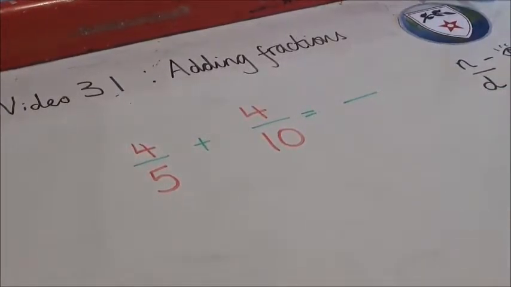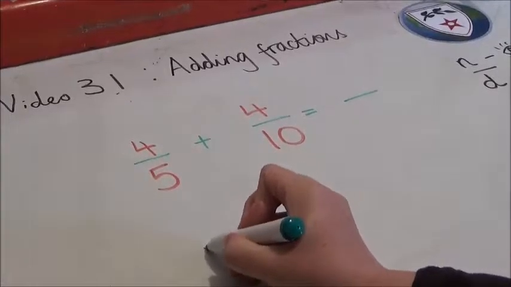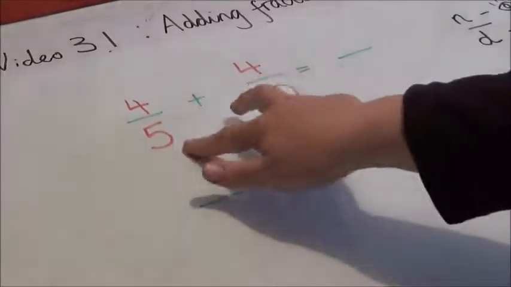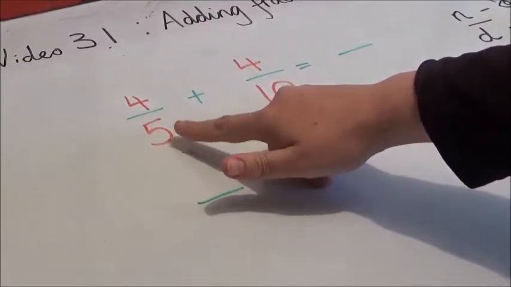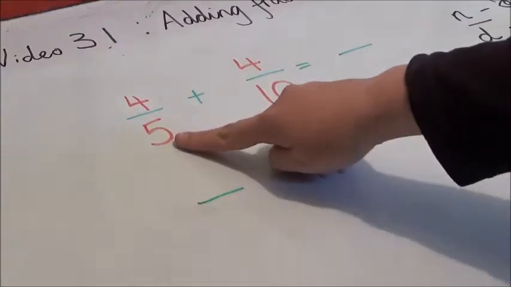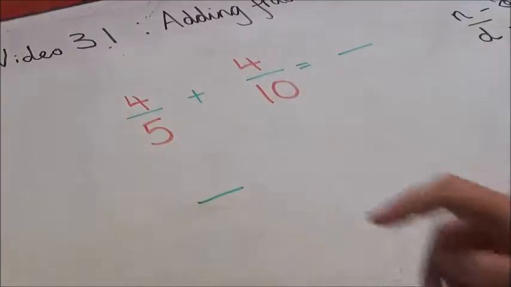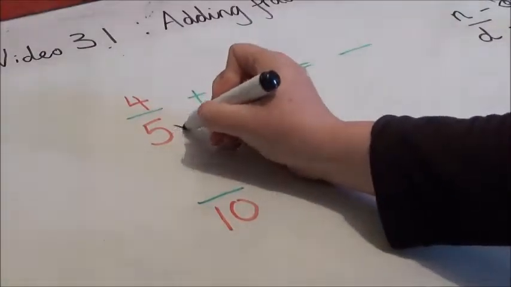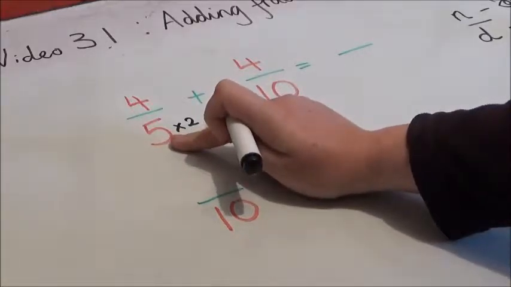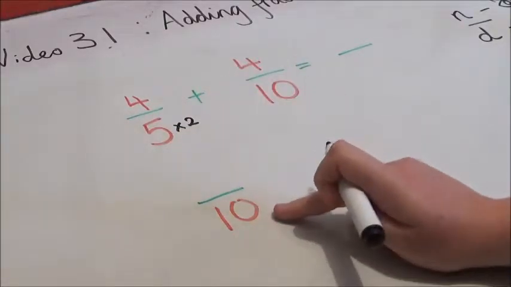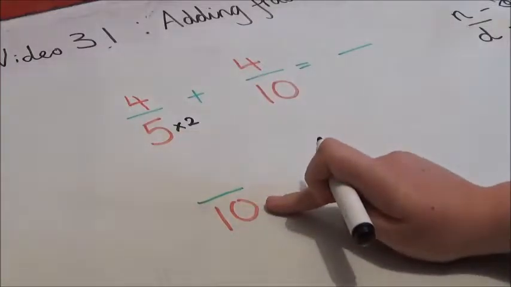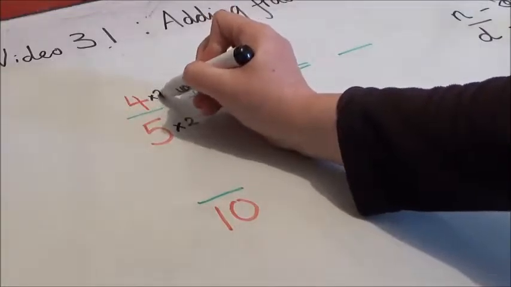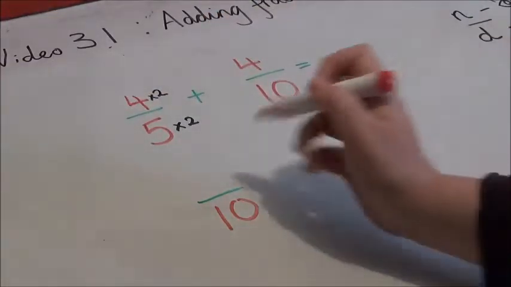So let's have a look at this, and we're saying, okay, we need a common multiple of 5 and 10. If we times 5 by 2, we could also get to our denominator of 10. So I times 5 by 2, I chopped each section of this fraction into 2. So now the same fraction is chopped up into 10. If I've timesed the denominator by 2, I need to times the numerator by 2. So 4 times 2 is 8.